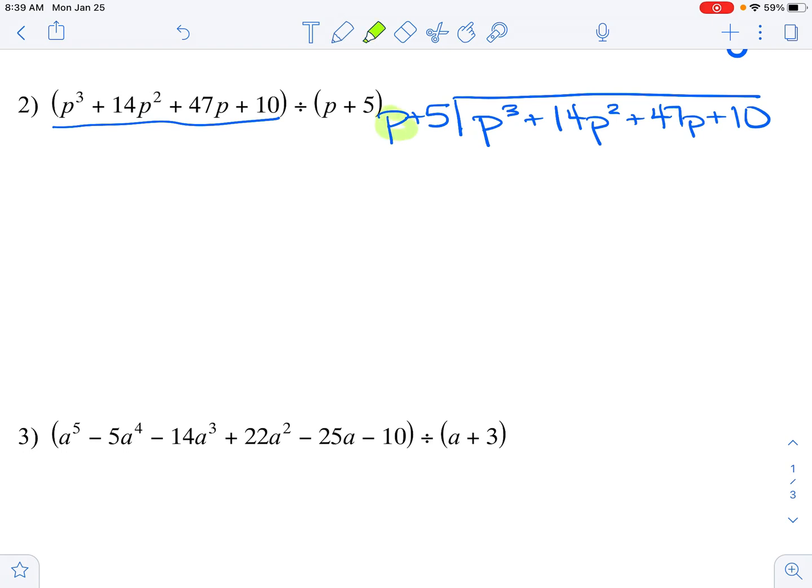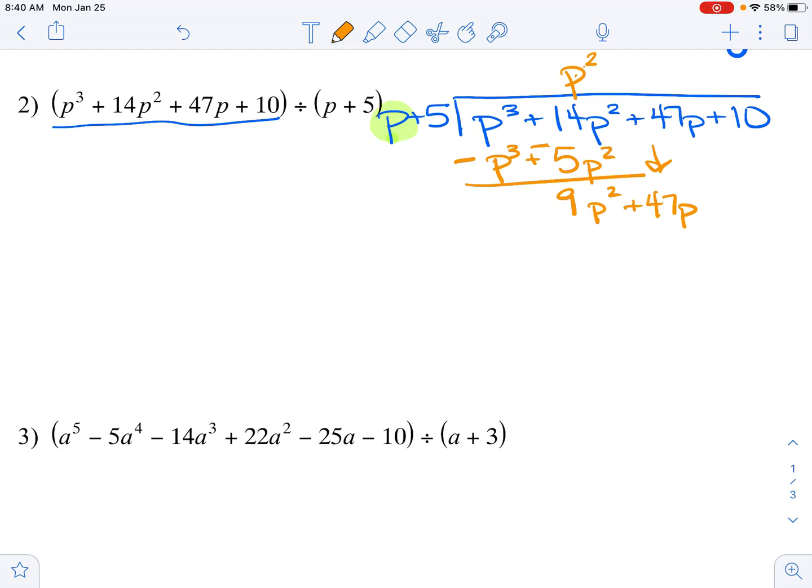Okay, so again, I am just looking at this p, and what do I multiply times p to get p to the third? Well, I'm just going to multiply it times p squared. So p squared times 5 is 5p squared, and p squared times p is p to the third. We do opposite, opposite, and then we add. So a positive 14 and a negative 5 is going to be a positive 9p squared. Bring down the next term.